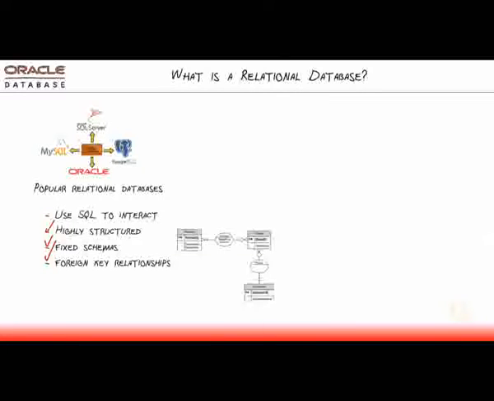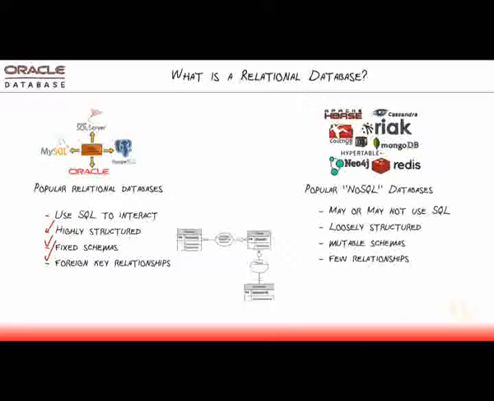And this is used in comparison with a brand of popular databases that are today called NoSQL databases. There are a lot of NoSQL database options out there, things like Mongo and Cassandra. They're very, very popular. NoSQL databases may or may not use SQL. Contrary to the name, NoSQL actually stands for "not only SQL." So they may use SQL, they may not. They're very loosely structured. They have mutable schemas, so you can change and update the schema as you go. And there are often very few relationships between the data.